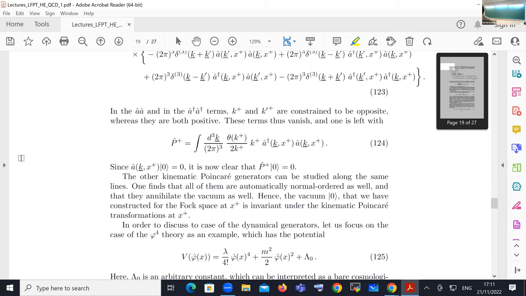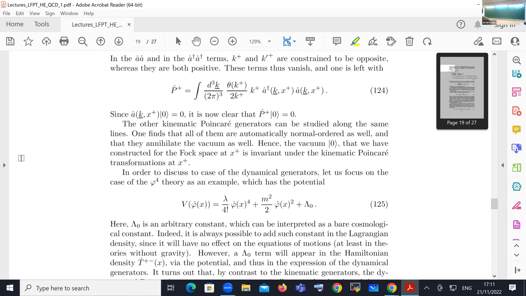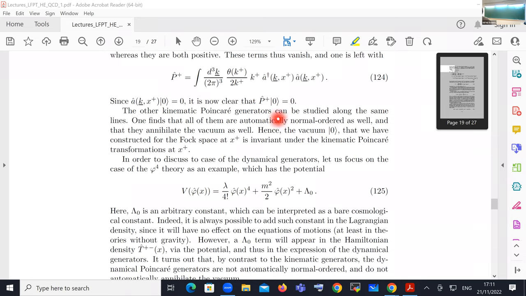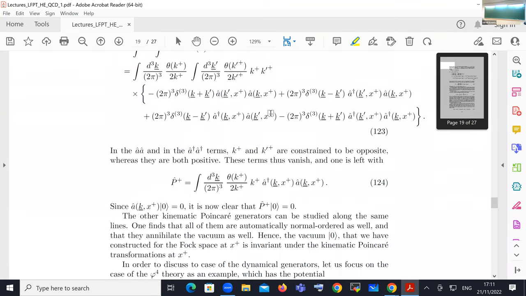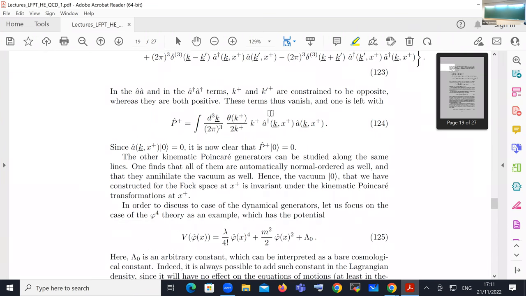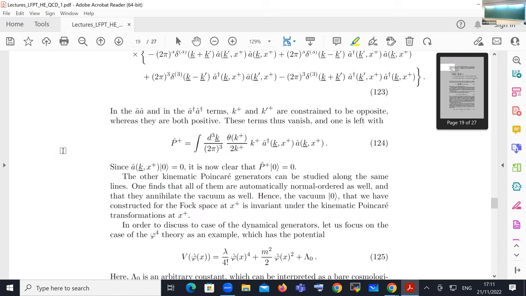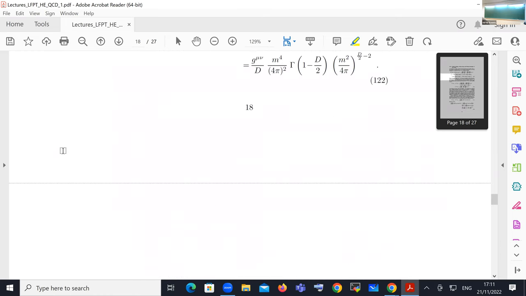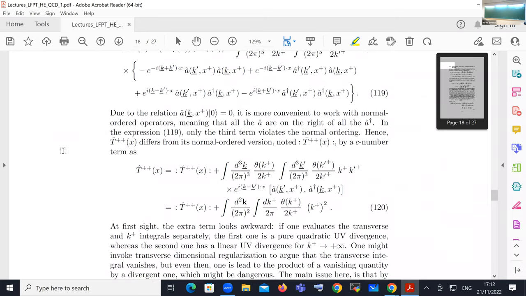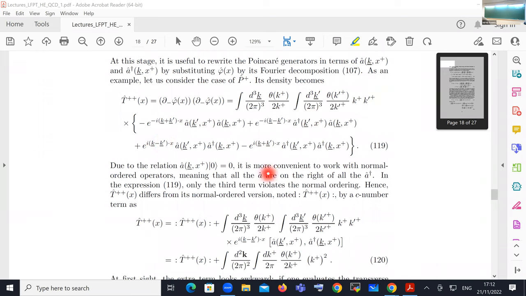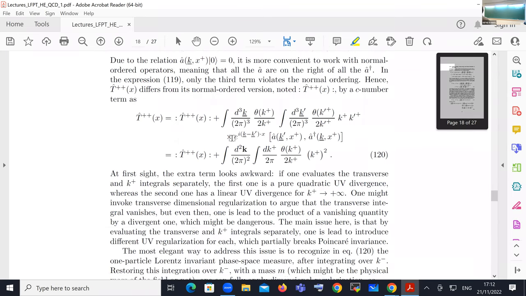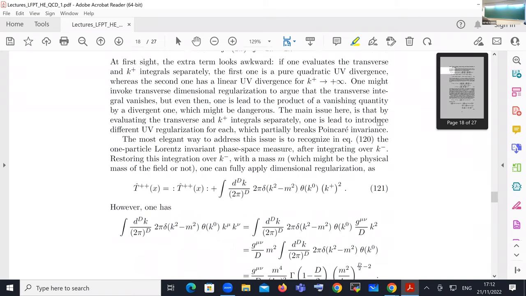So that means, for example, also that the vacuum is invariant under translation of X minus. So, okay, fine. Actually, the same kind of study could be done for all the other kinematic Poincaré generators, and the situation is quite similar. They are all quadratic in the field, so we could again introduce the expansion of the field in terms of A and A dagger, and we would find again that there would be normal order up to a constant term, which we found to be vanishing.